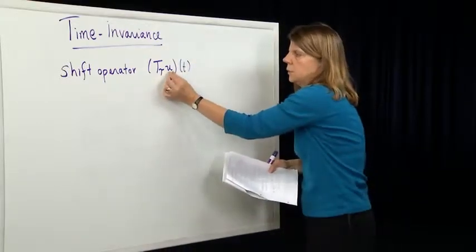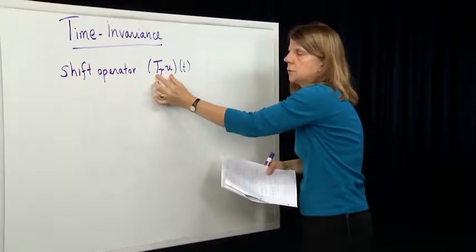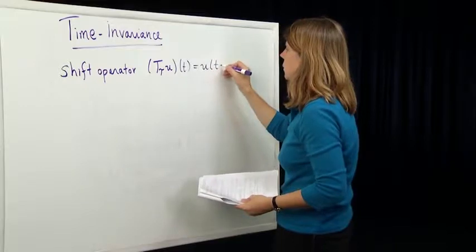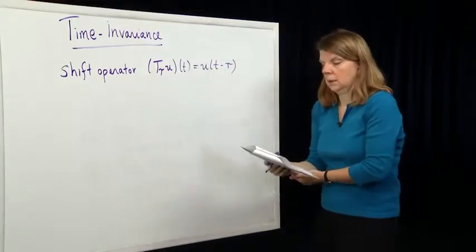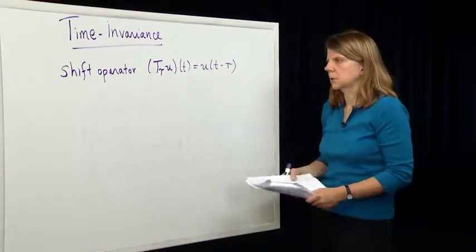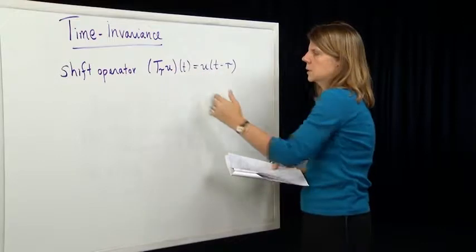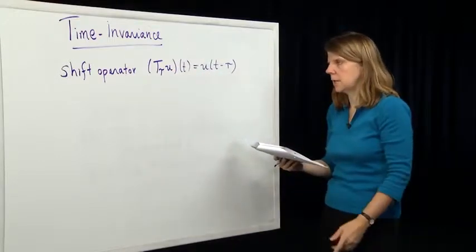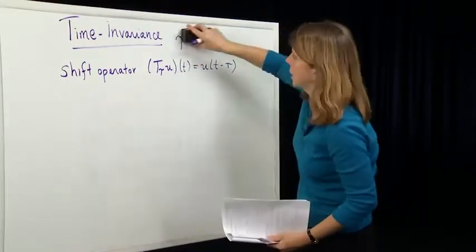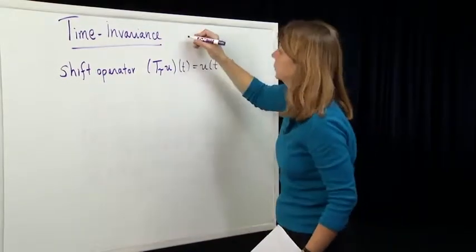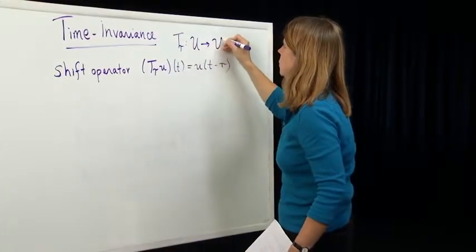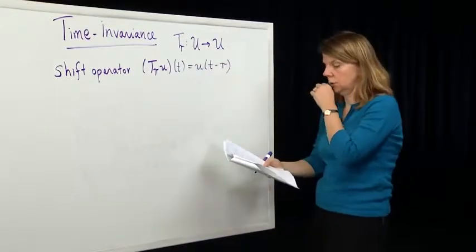So u is a function we started with, T_tau of u is a new function, and it's evaluated at t. How is it related to u? It's equal to u of t minus tau. Okay, and so you can apply this T_tau to signals y, signals x, etc. It's just a general operator that acts on signals. In this case, it's operating on our function space u, and it's giving back a new function u.